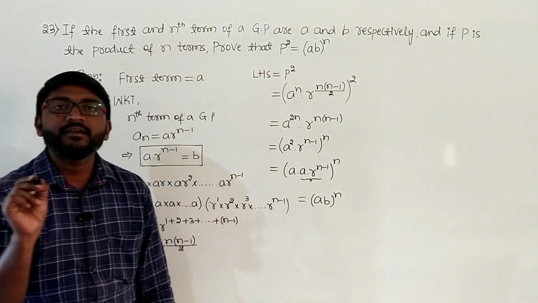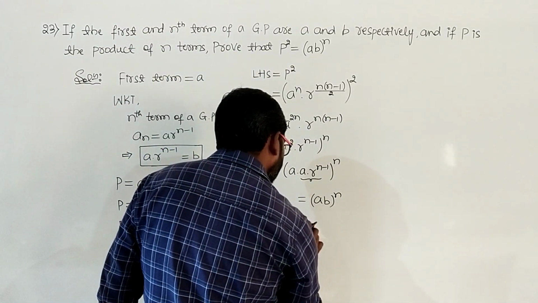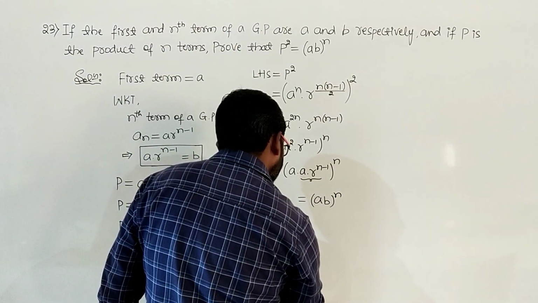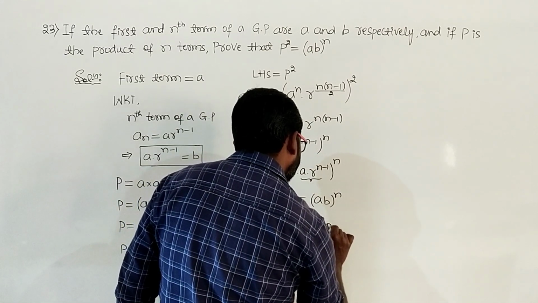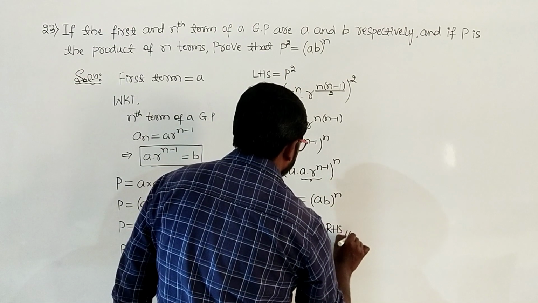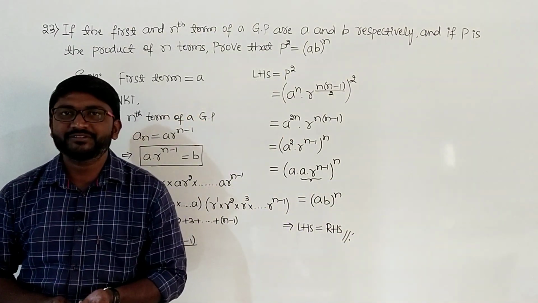This is the required RHS. So this is our required RHS. So this implies the left hand side is equal to the right hand side. So note down this, then we'll move on to the 24th problem.